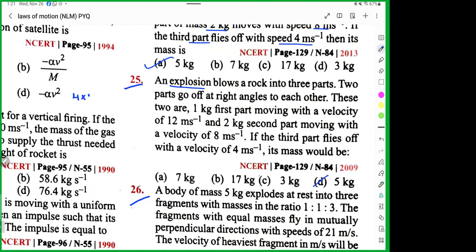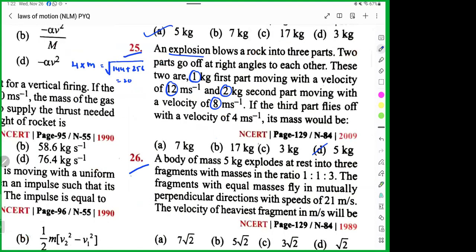क्या बोलते हैं, मास हमें निकालना है इज इक्वल टू m1 v1, 1 मल्टीप्लाई बाई 12, 12 स्क्वायर 144, तो ऐसे ही किया. And 2 and 8, 16 का स्क्वायर 256, total will be 400, under root will be 20, same like this. अब इसमें भी अप्लाई कर लेंगे.